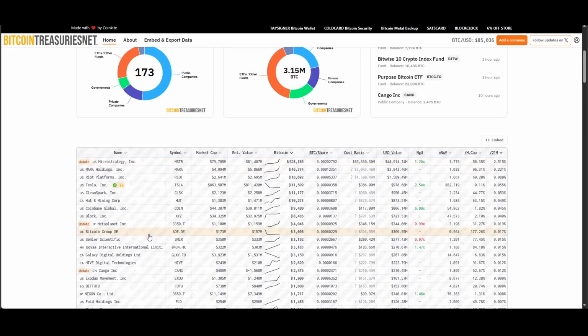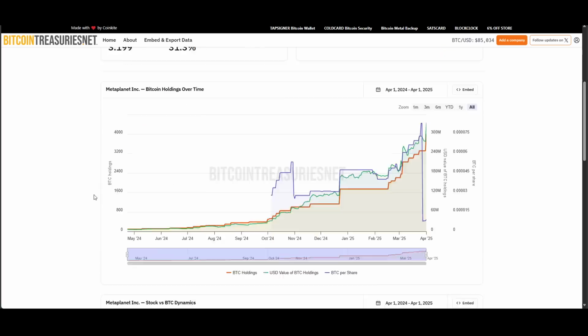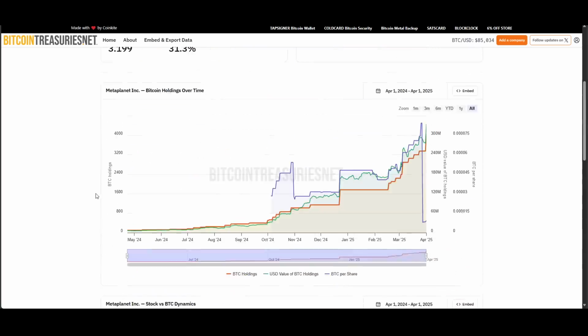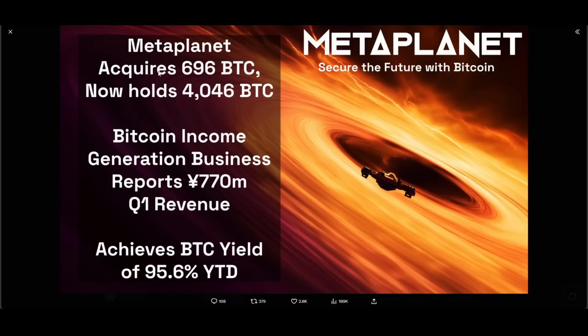very recently. And a new one, Metaplanet, instead of being in the top 10, it's in the top 9 now because they purchased 696 Bitcoin. So as you can see here, Metaplanet acquires 696 BTC, now holds 4,046 BTC.